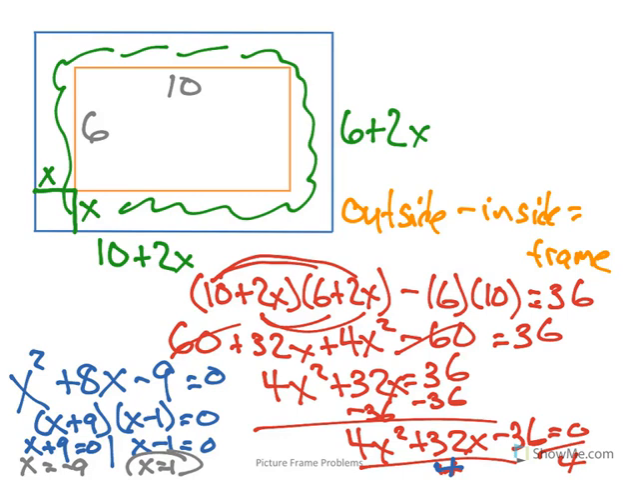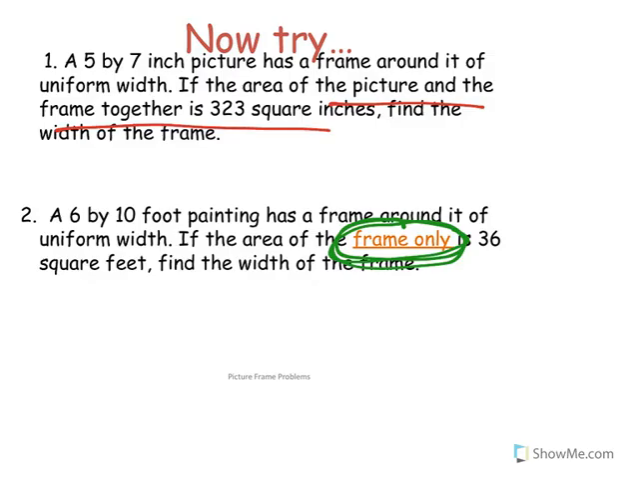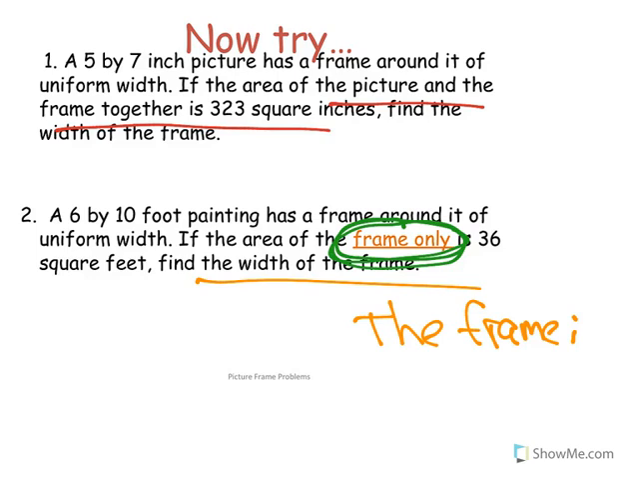Now, if we want to check and we go back, if x is equal to 1, 6 plus 2x is equal to 8, and 10 plus 2x is equal to 12. If I do the area of the outside, which is 8 times 12, which is 96, and the area of the inside, which is 6 by 10, which is 60, and I subtract those areas, it should give me the area of the frame, which is exactly what we expected. So the answer to that question, find the width of the frame, we'd say the frame is 1 foot wide.